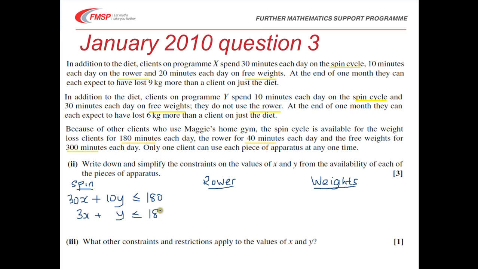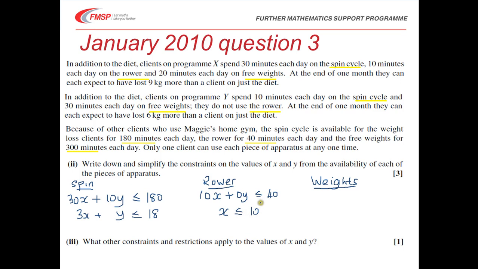The rower, now clients doing program X spend 10 minutes on the rower, and we've got X of those. Program Y, they don't spend any time on the rower, but we've only got 40 minutes of rower, so that has to be less than or equal to 40, so that means that X has got to be less than or equal to 10.